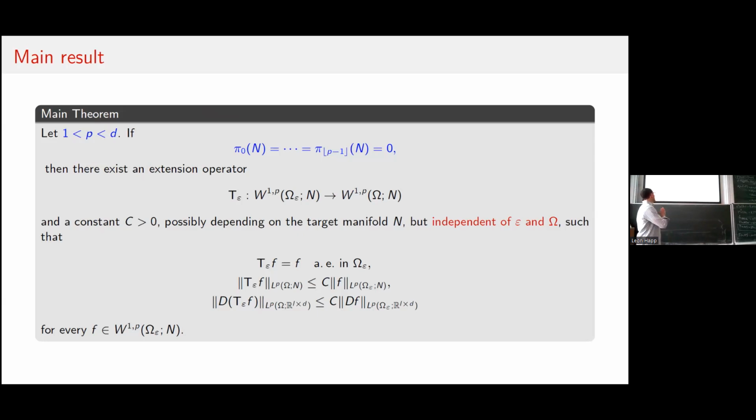And also notice we take P bigger than 1 due to compactness issues, because we need to apply compactness arguments during the proof. And very importantly, we have this P minus 1 connectedness condition, as it is called, telling you that the first P minus 1 fundamental groups of your target manifold disappear.